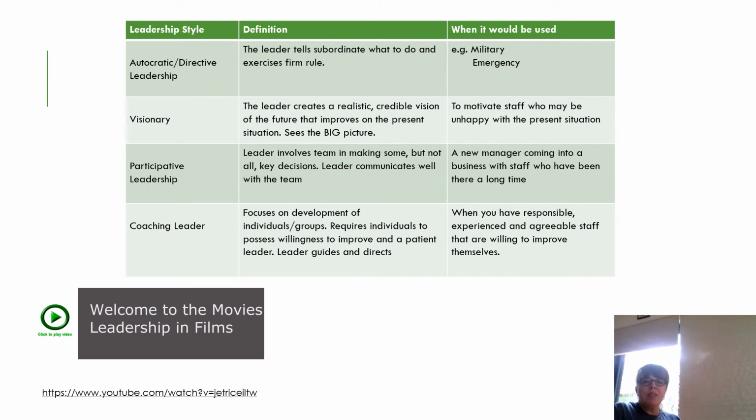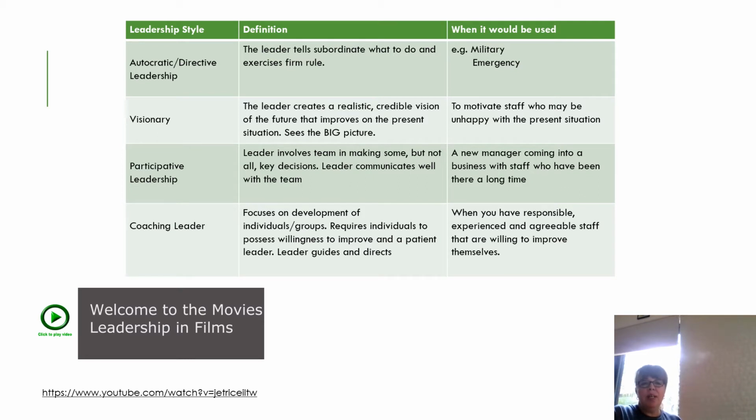Okay, leadership styles. Autocratic directive leadership. The leader tells subordinates what to do and exercises firm rule. When should it be used? Look, in military or emergency type situations like paramedics, firemen, policemen, certain things have to happen a certain way to ensure everybody's safety, well-being. So an autocratic directive style of leadership would really work in those circumstances.